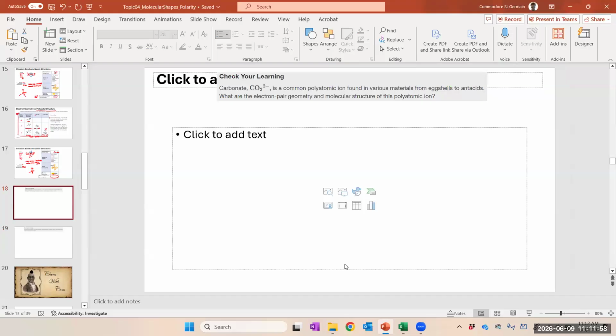Let's go back here. All right. Carbonate, a common polyatomic ion. What's the electron pair geometry and molecular structure? Let's do it. CO3 2 minus, right? Carbon, we have 4 valence electrons. We have 3 oxygens. Each of those has 6 electrons each. Means we have 2 extra electrons. That makes 24 electrons total.